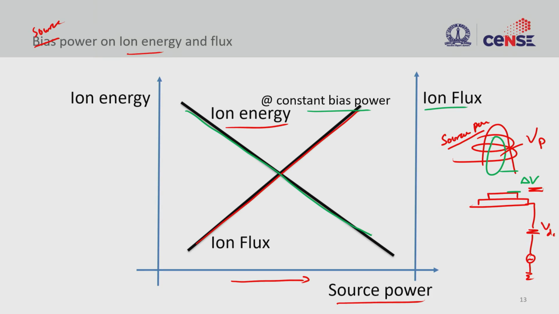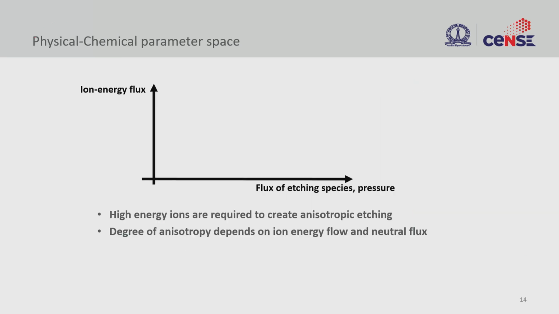This is how you will control in your etch process whether you want high ion energy or high ion flux. So which parameter should you change? By understanding this, we can change either bias power or source power, depending on what you want to change. And based on that ion energy and flux, you can actually come up with various process regions. So high energy ions are required to create anisotropic etching.